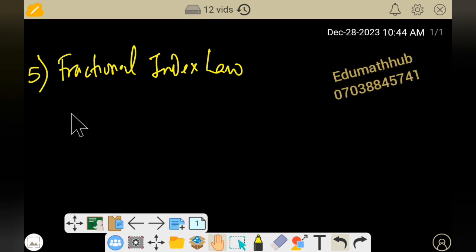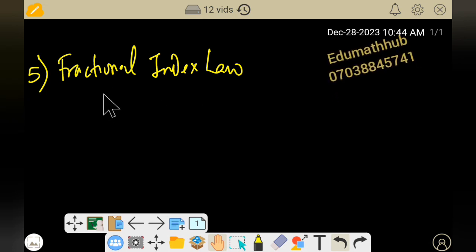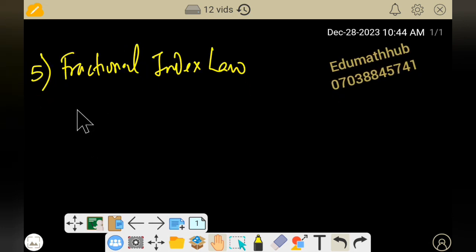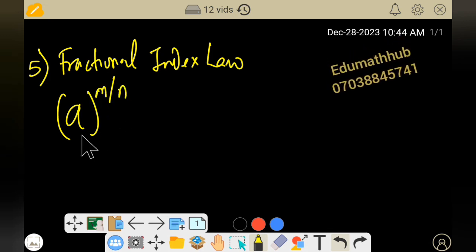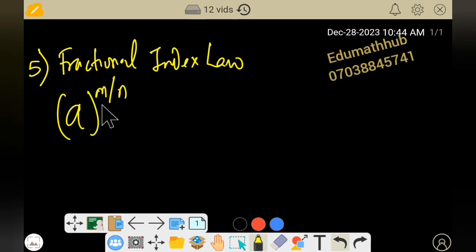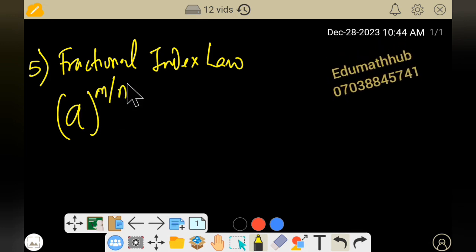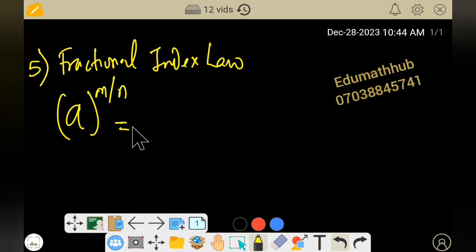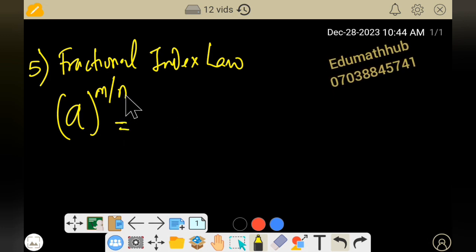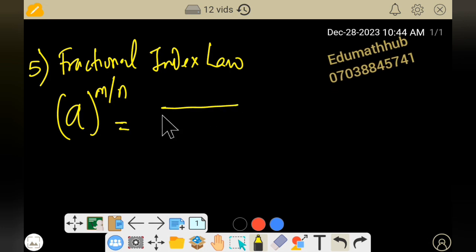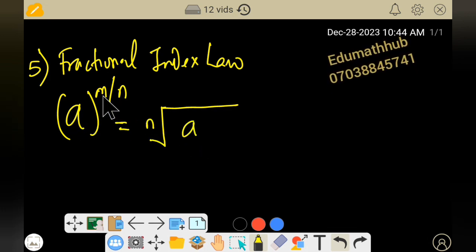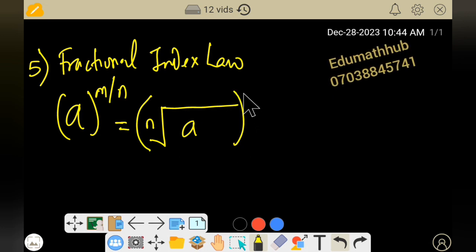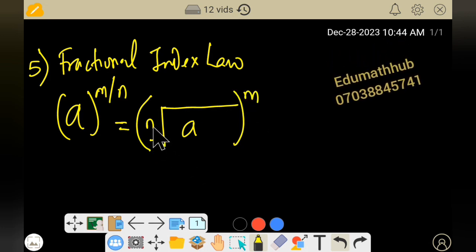Fractional index law, like when you have a base that is raised to a fractional power, like you have a raised to power m over n. You can see that the base a has been raised to a fractional power. This is the power here, and it is in fractional form. So how will you do this? It is equal to, very simple, this denominator, the one at the bottom part, will form a root sign. So this n, the one at the lower part, will be here. This a, the base, will be inside here, while the m will be outside like this. So that's how you evaluate that.